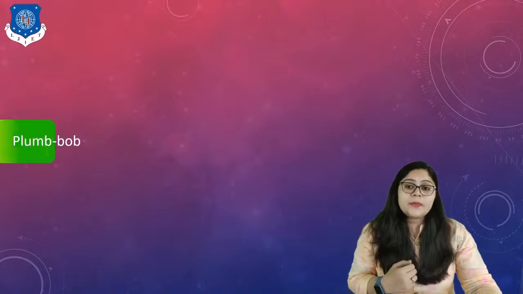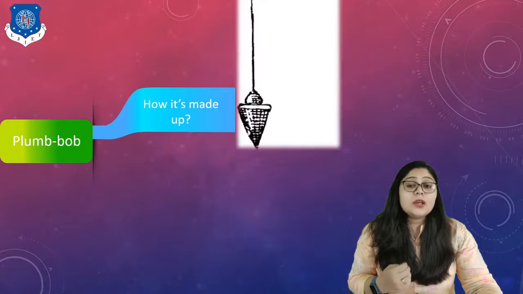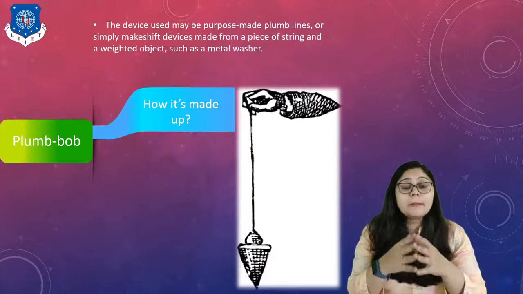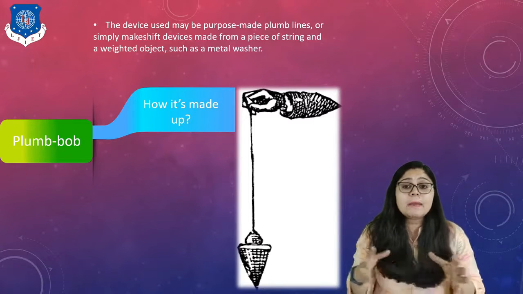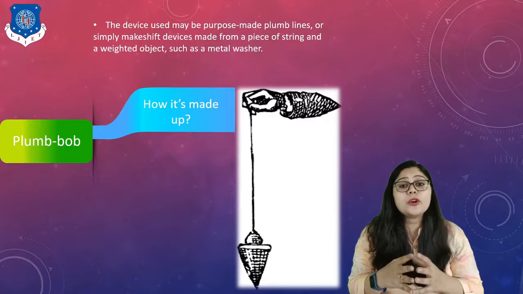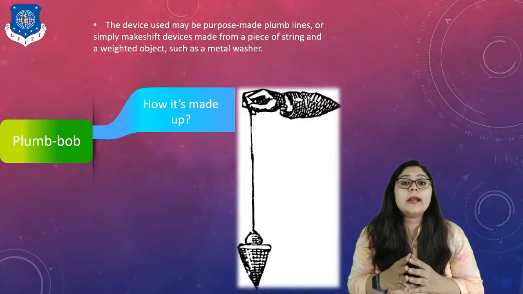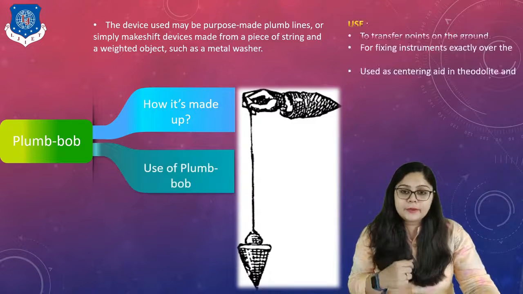So basically the question is same, that how it's made up. So generally a plumb bob is the device which uses maybe purpose made plumb bob lines or simply makeshift devices made from a piece of string and a weighted object such as a metal washer. Here you can see on screen how it's made up.